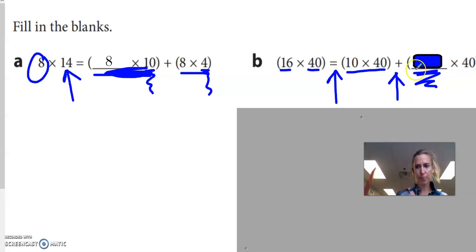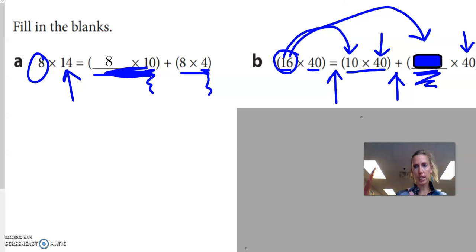All right, coming together. So this 40 factor stayed the same. So what did they end up splitting up? This factor, the 16. And the 1 is worth 10. And the 6 is worth 6. So 16 times 40 is the same thing as just doing 10 times 40 plus 6 times 40. And man, we have lots of multiples of 10 there that we could multiply through and find the answer. All right? Okay, erase that board.